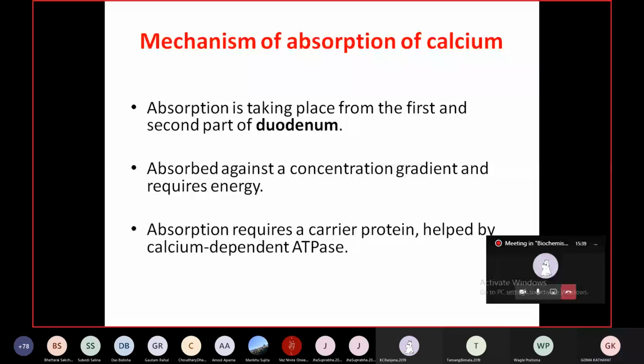Factors that promote calcium absorption: you all know vitamin D. Can you tell me how vitamin D promotes absorption? Anyone? Vitamin D, how?